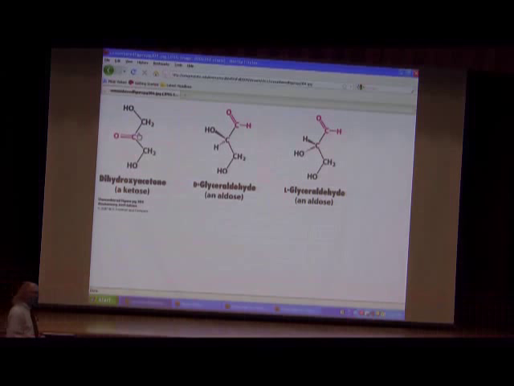On the other hand, instead of having an aldose, we can have a ketose. A ketose means that instead of having an aldehyde structure in it, it has a ketone structure in it. And what you're seeing on the screen are the simplest aldoses and ketoses.